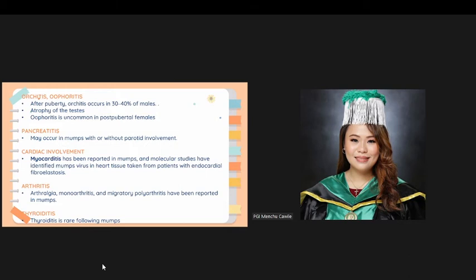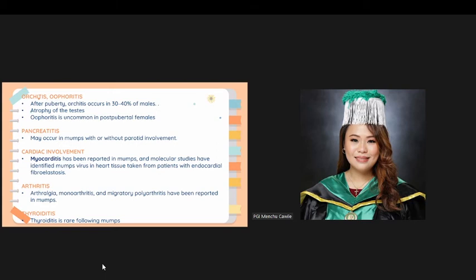In adolescent and adult males, orchitis is second only to parotitis as a common finding in mumps. Involvement in prepubescent boys is extremely rare. After puberty, orchitis occurs in 30 to 40% of males. It begins within days following onset of parotitis in most cases, and is associated with moderate to high fever, chills, and exquisite pain and swelling of the testes. In 30% or less of cases, the orchitis is bilateral.